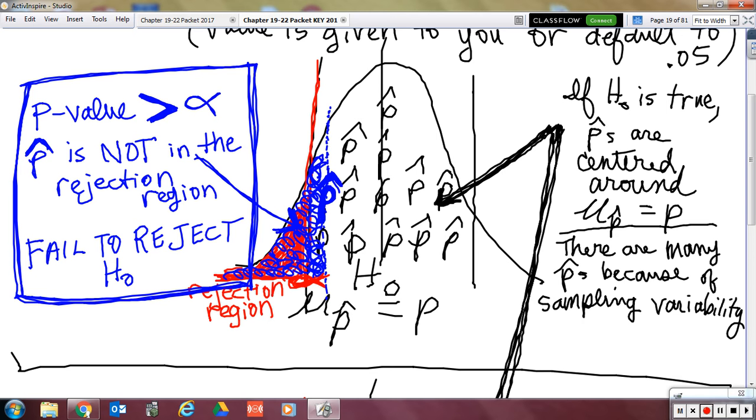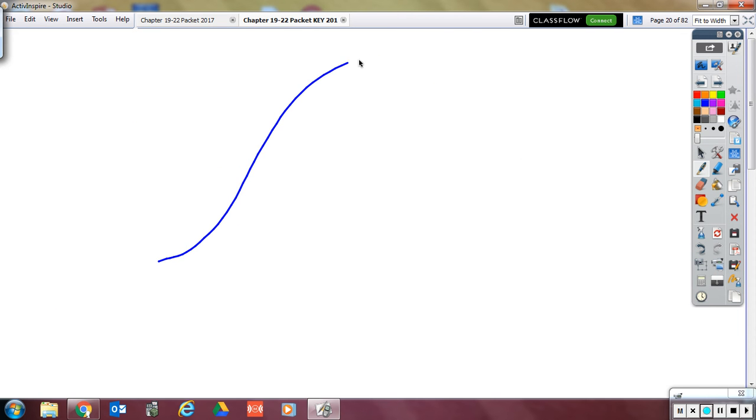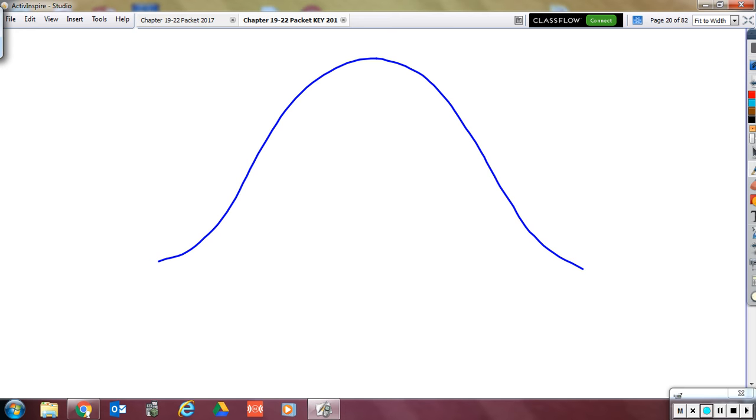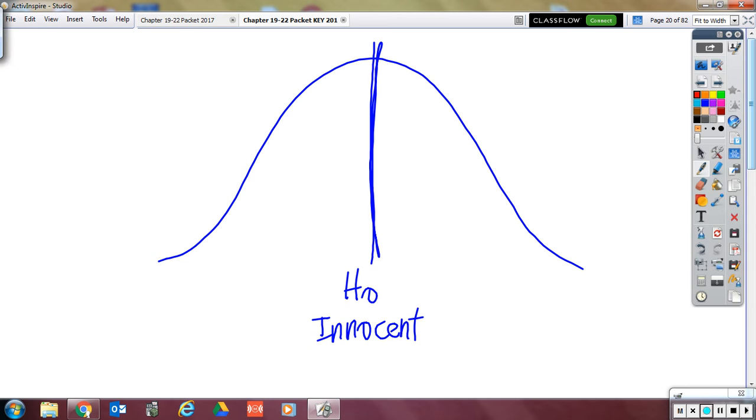Let me give you a real life example. Think about it this way. Let me actually do another picture for it. What if this is a picture of all of the data, all of the evidence for O.J. Simpson's murder, the murder case in which O.J. Simpson was accused of murdering his ex-wife, okay? So what is the null hypothesis in a murder case? That the defendant is innocent, okay?